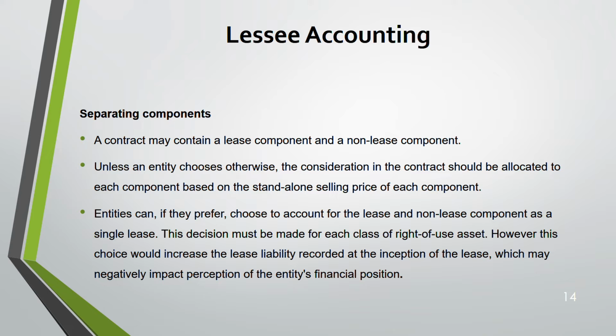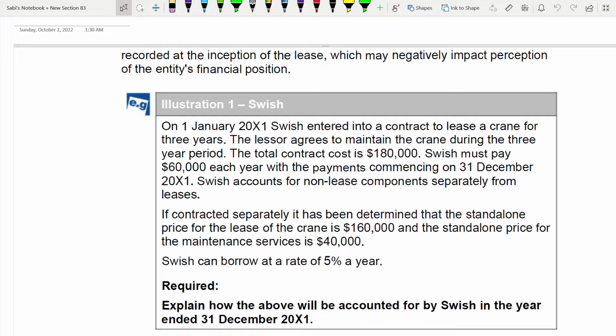This decision must be made for each class of right of use asset that you are going to take as a single lease. But remember, if you're taking it as a single lease, the drawback is that it increases your lease liability initially. This may have a negative impact on the entity's financial position because it's showing too much lease liability. That is not so great. Let's do a question on separating components.